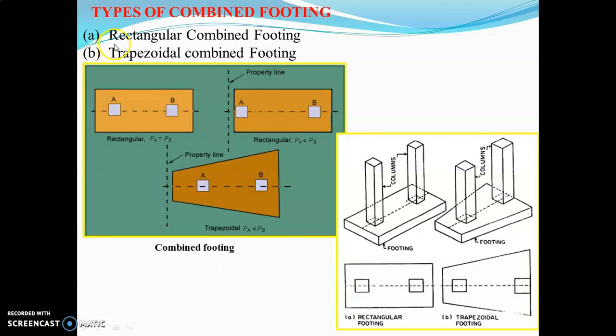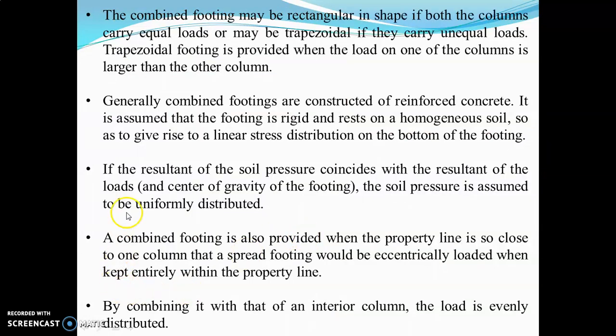You can see here, this is a rectangular combined footing. Okay, this is a trapezoidal footing. You can see here, the columns carry equal loads here. That's why it is rectangular. Here load PA is equal to PB. And this is rectangular only, but here PA is smaller than PB. And this is a property line. Okay, that is about this point.